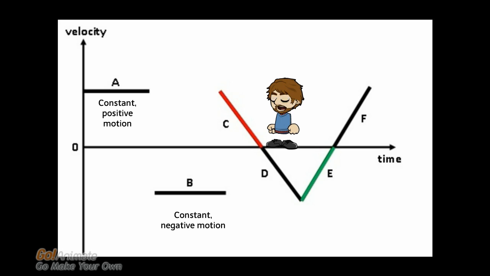Is it gaining speed or losing speed? We can answer this question by looking at the velocity values. As time moves forward, the speed is getting closer to zero, so this object is slowing down. So, section C shows an object moving forward, but losing speed. The slope tells us that the acceleration for this section is negative.